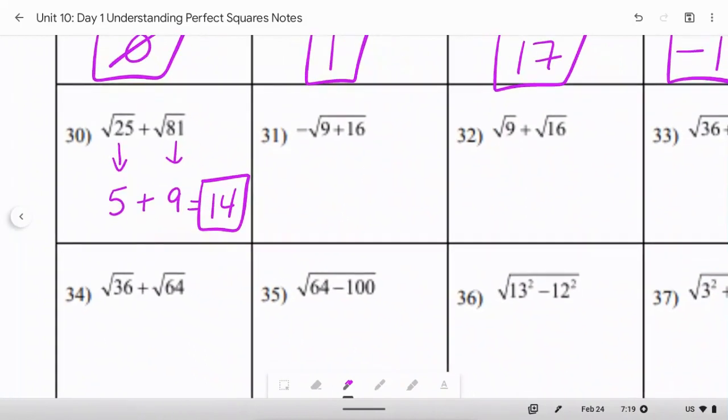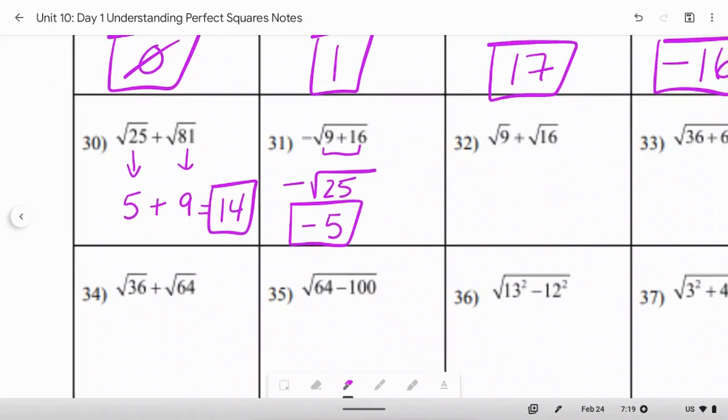For 31, since 9 and 16 are underneath the square root, we need to add them together first. So bring down the negative sign, and then 9 plus 16 gives me the square root of 25. The square root of 25 is 5, and then just bring down that negative sign.